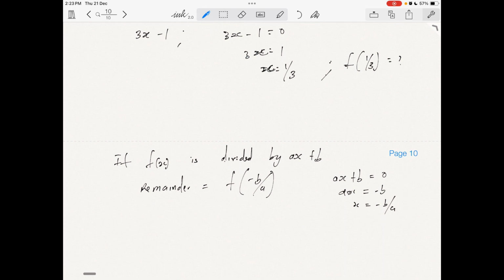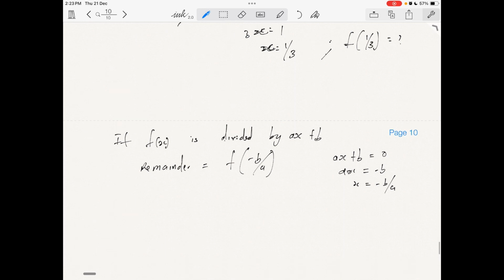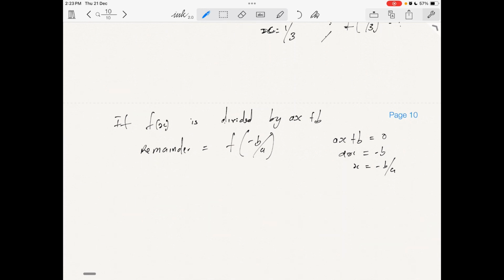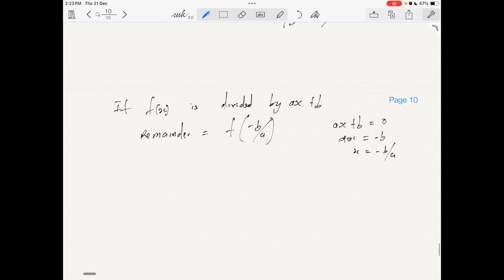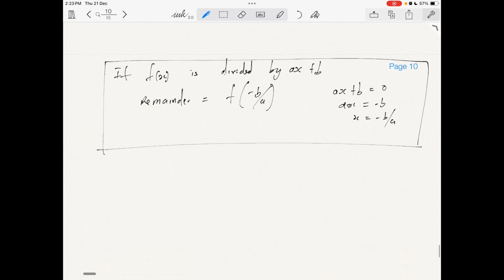Okay, so as a special case of the remainder theorem, when f of x leaves no remainder when it is divided by x minus a, we therefore say that x minus a is a factor of f of x. Okay, and the modified theorem is called the factor theorem. Okay, and this is the general format of the remainder theorem. Now let's talk about the factor theorem.